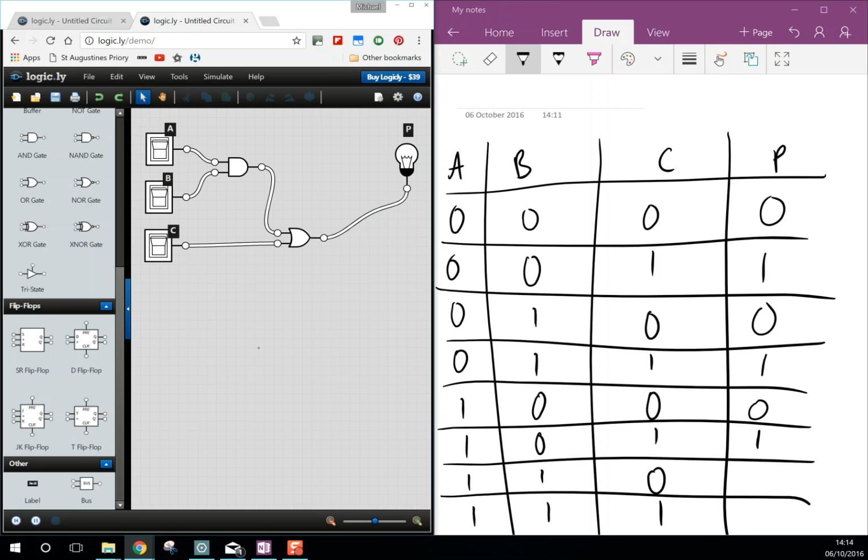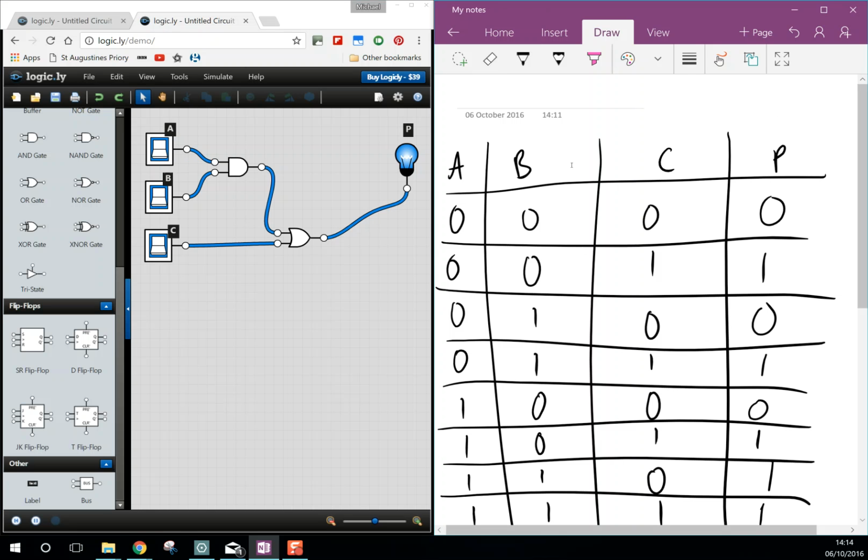Okay, and when we get to the penultimate row here, 1 and 1 will produce a 1. So this will be 1 because 1 and 1, a 1 into an OR will produce a 1. And at the bottom, all three of them on, well, should be obvious, that will give us a 1. So that's how to construct a truth table for a combinational logic gate circuit.